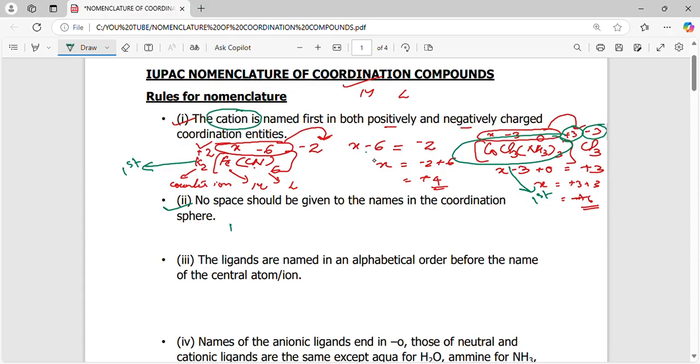For example, again I am taking the first example, K2[Fe(CN)6]. This much is the coordination sphere. In that coordination sphere you can see iron and cyanide, two different species. When you write the name, don't give a space between these two words. See the second example: cobalt is there, chloride is there, then ammonia is there. When you write these three words as a name, don't give space between the words.